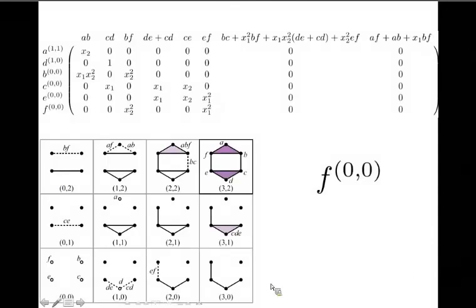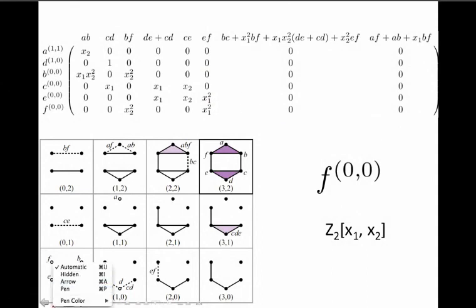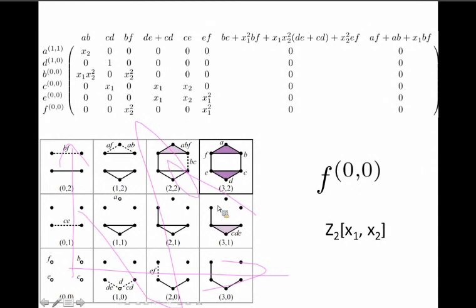For F, it came in at time 0, but do I have any leading entry corresponding to F? No, I've run out of leading entries. I already used EF to kill E. I have nothing that kills off F, and so F lasts forever. If I want to draw the picture for F, it lasts in both the x1 direction and in the x2 direction. It's going to last forever.